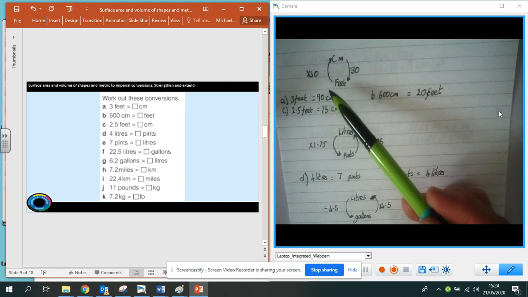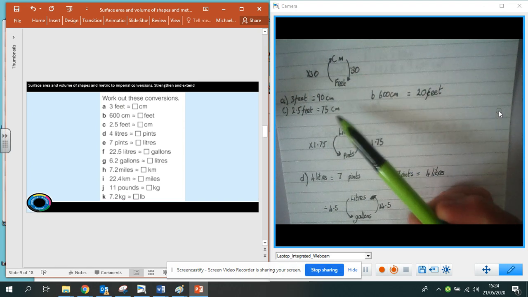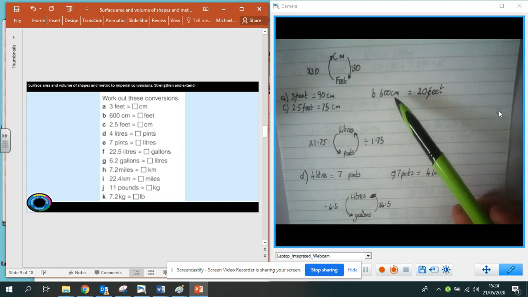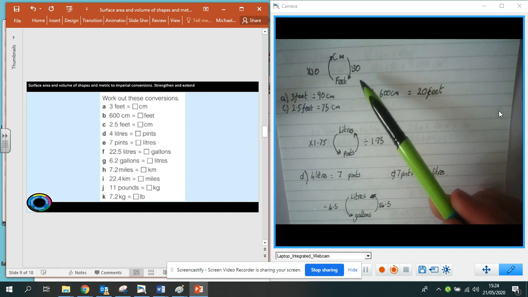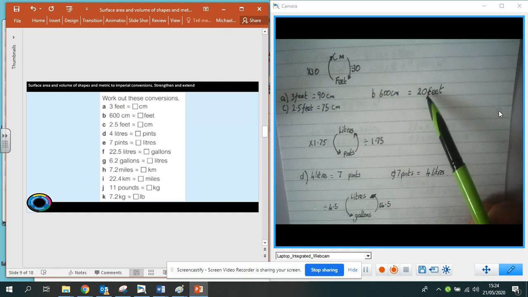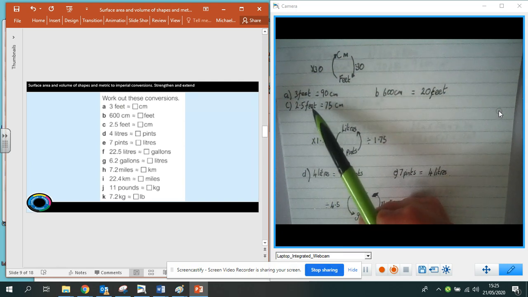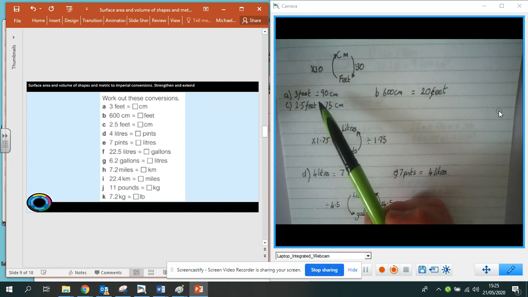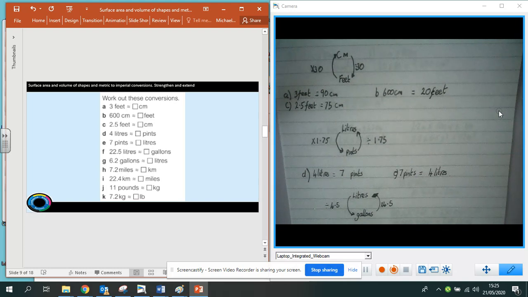So 3 feet to centimeters. 3 times 30 is 90. 600 centimeters to feet. 600 divided by 30 is 20 feet. And lastly, 2.5 feet. 2.5 times 30: 2 times 30 is 60, 0.5 of 30 is 15, 60 add 15 is 75, so 75 centimeters.